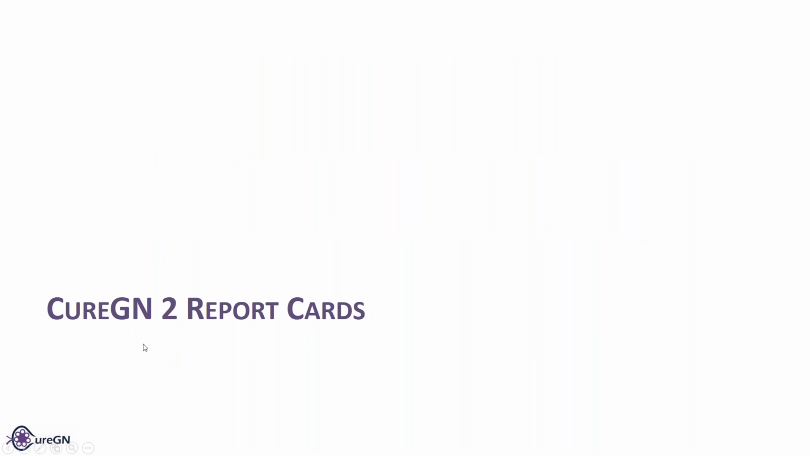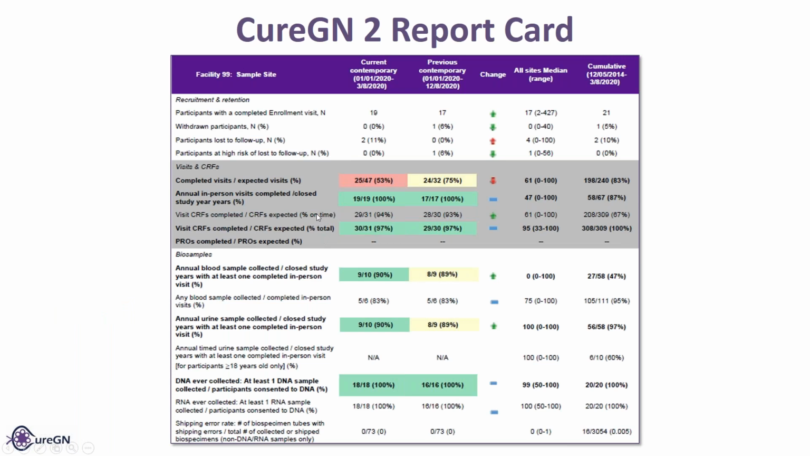So now we can review the CureGN 2 report cards. They have changed a bit from the CureGN 1 report cards, and the ones that came out in December were on the new form, but some of the data wasn't populated, and that was just because of the transfer from CureGN 1 to CureGN 2. We wanted to make sure everything made sense and that it lined up correctly. And with the pandemic, so many things were missing because of not having the in-person visits.